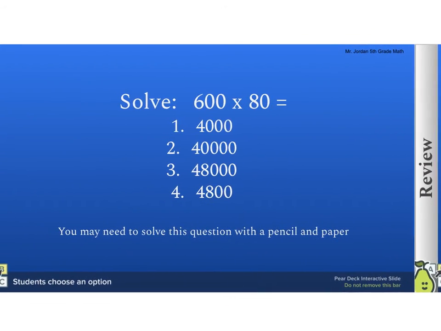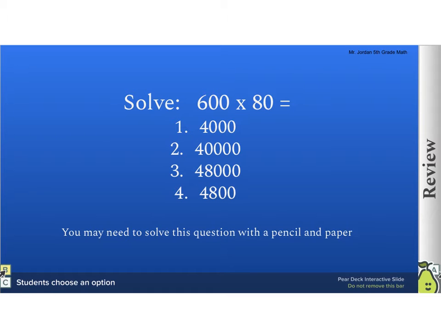Solve 600 times 80. These are similar numbers to what we've done in the past. I've just added more zeros. So we have 2 zeros here, 1 zero there, so we're going to have a total of 3 zeros. So 6 times 8 is 48. 48 with 3 zeros. There should be a comma here.